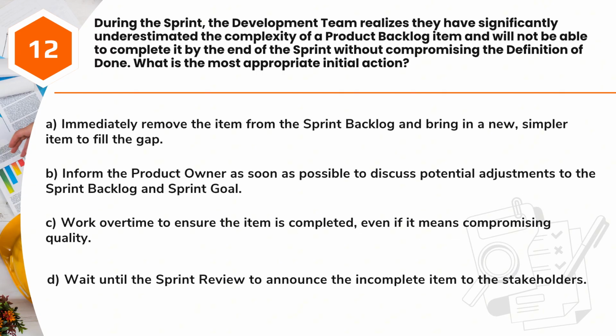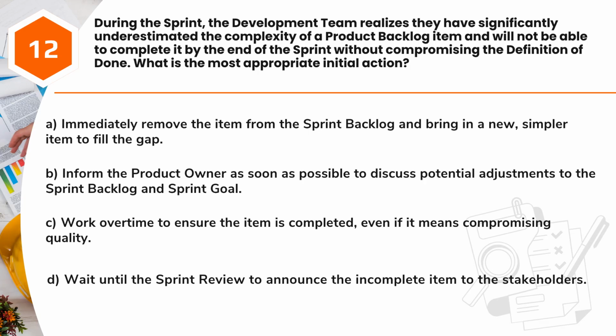Question 12. During the sprint, the development team realizes they have significantly underestimated the complexity of a product backlog item and will not be able to complete it by the end of the sprint without compromising the definition of done. What is the most appropriate initial action?